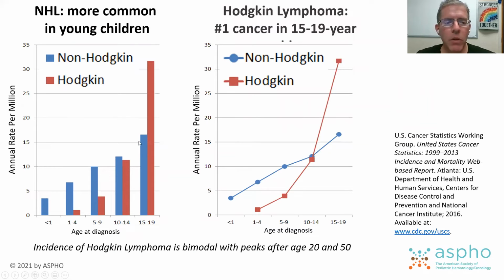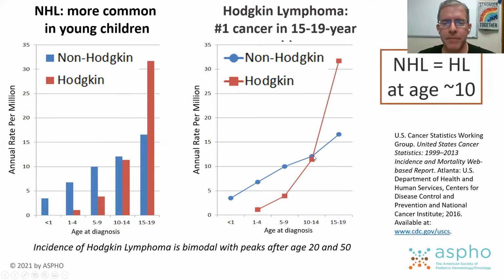You can see in blue the annual rate per million of non-Hodgkin lymphoma, and in red, Hodgkin lymphoma. And you can see that below the age of 10, non-Hodgkin lymphomas are more common than Hodgkin lymphoma. So the crossover age is 10 years of age.